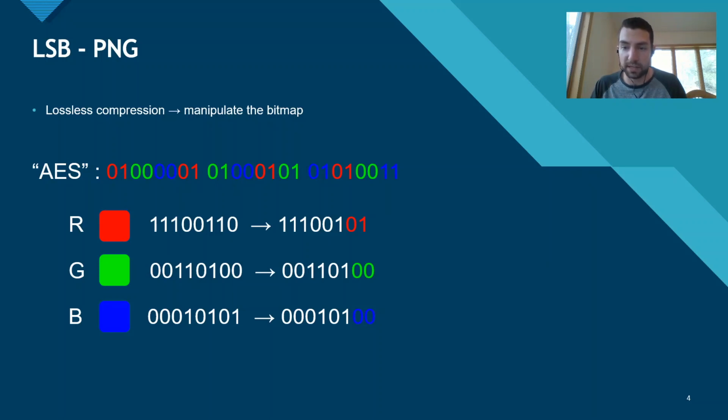PNG images use a lossless compression algorithm, which means that when we compress and decompress the data, it remains exactly the same. This means we can work directly with the image pixels in a bitmap. Pixels are represented as 32-bit groups with channels representing red, green, and blue. The fourth represents opaqueness, but we won't use that for the embedding algorithm.